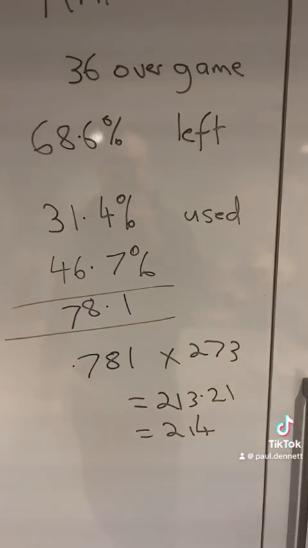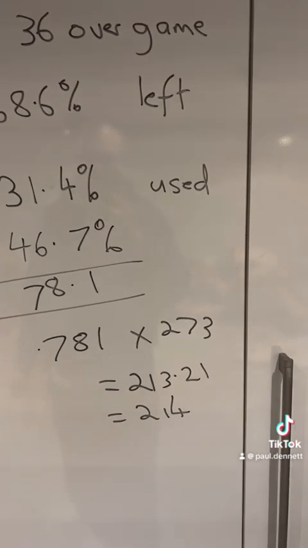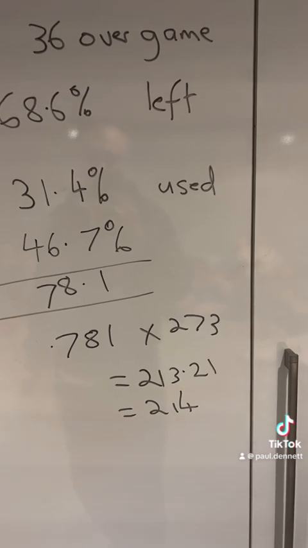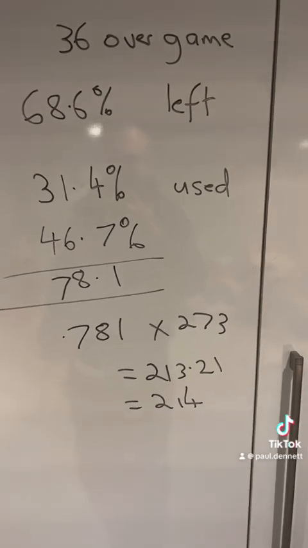And so we just multiply that through the original target. 0.781 times the original total of 273 gives us 213.21. Round that up. The new target is 214.